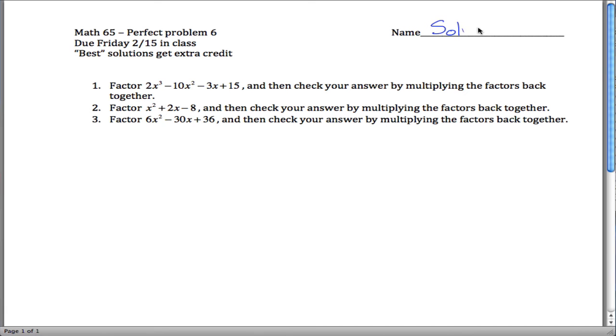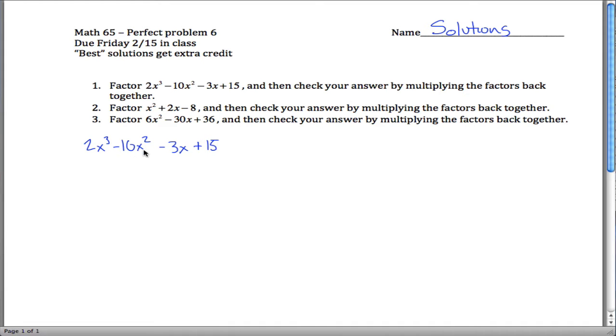Alright, here are solutions to perfect problem 6 from Math 65. We're given three polynomials here and asked to factor them, and then check our answers by multiplying back together. Alright, so this first one we're going to factor by grouping, because it's got four terms.